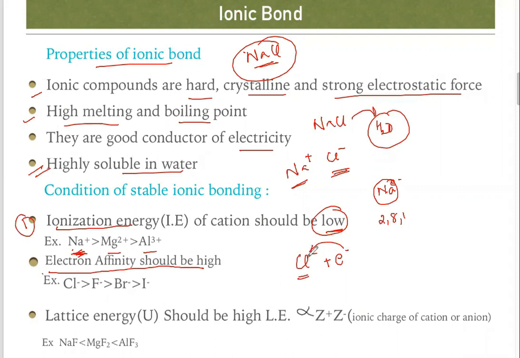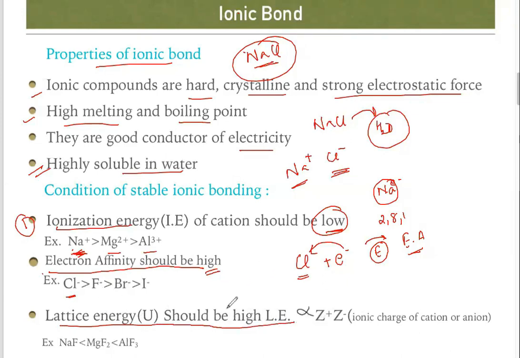So you are adding one electron, and the amount of energy released is known as electron affinity. So electron affinity should be high. Chlorine has the highest electron affinity. Next one is the lattice energy, and lattice energy should be high.